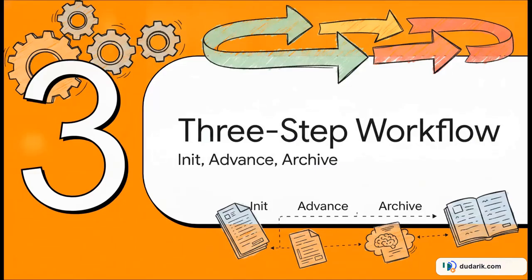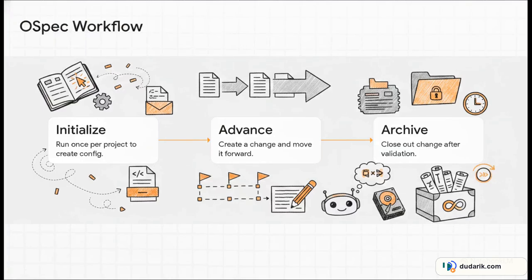Moving on to Section 3, the three-step workflow: init, advance, and archive. Let's look at how this translates into your daily operational loop. The workflow is deliberately kept narrow and simple. It's just three explicit stages: initialize, advance, and archive. So first, you just run an initialization command once per project. Second, you create and advance a single change for your requirement and track it in a dedicated file.